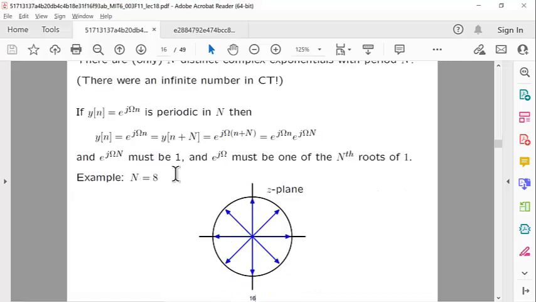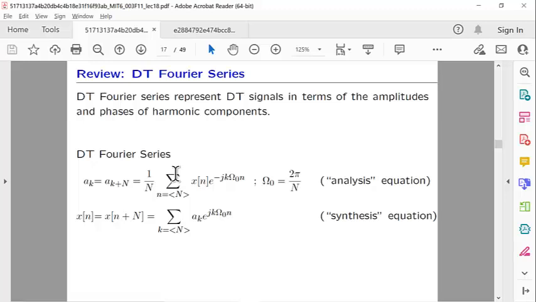So we're actually going to be writing any periodic signal as a sum, as a linear combination of these roots of unity, as you see right here. This omega 0 is the basic nth root of unity, right? I mean, e to the j omega 0 is the basic nth root of unity. If you multiply that by any integer, you get all the other 8th roots of unity, right?